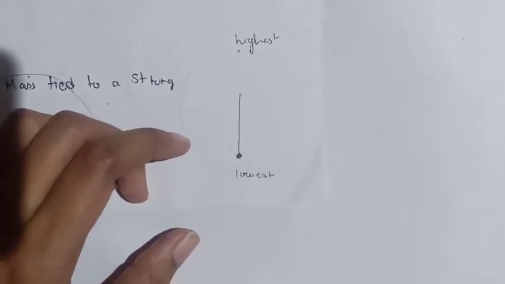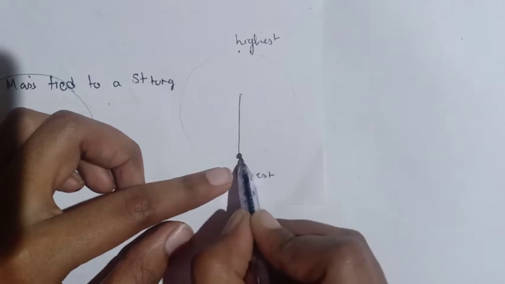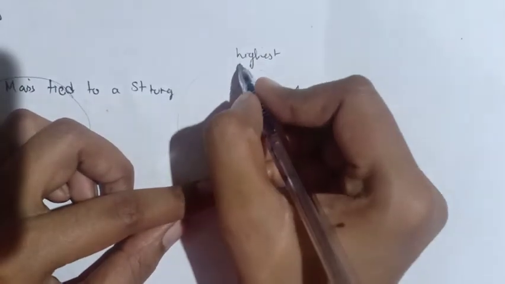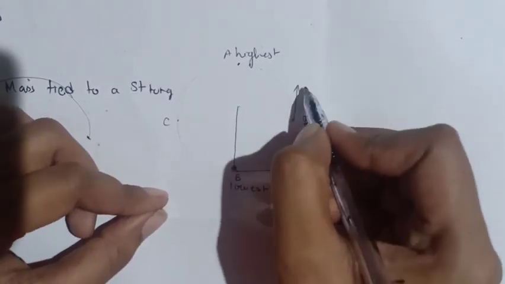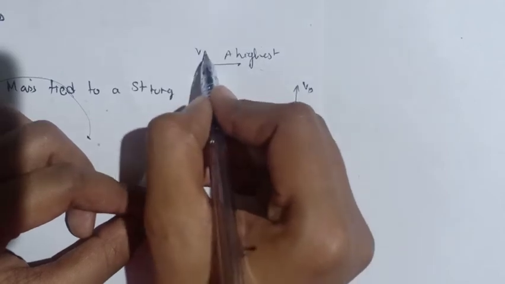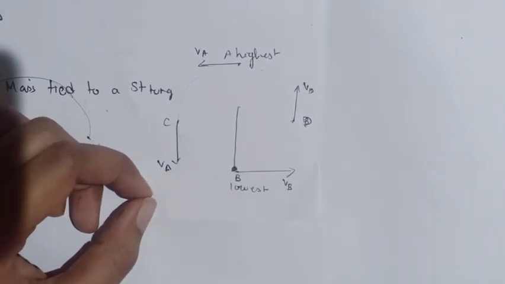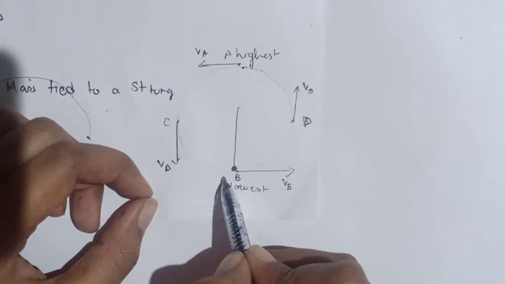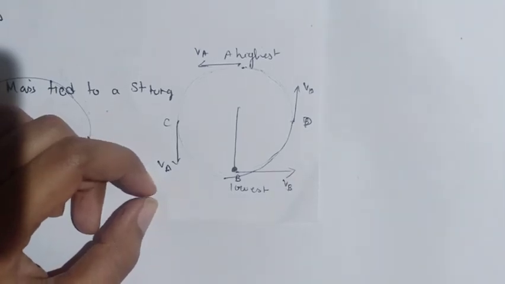Linear velocity is always tangent. At this point linear velocity will be tangent, at this point linear velocity will be tangent. Suppose this point is B, this point is A, this point is C, and this point is D. At D it will be tangent. Suppose that linear velocity will be VD. Suppose here linear velocity will be VC. Similarly for this, VA. So linear velocity will be tangential to the circular path at every instant. Here I am only considering these four main points, but at every instant it will be tangential.